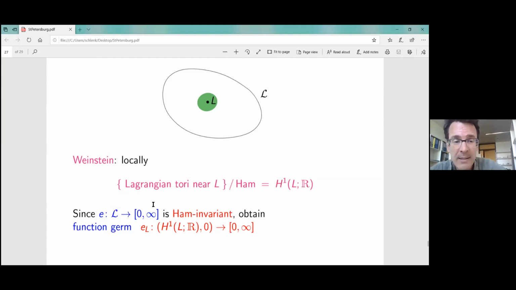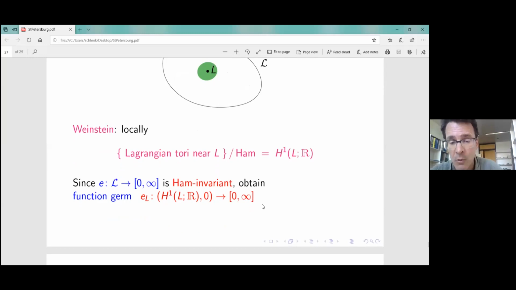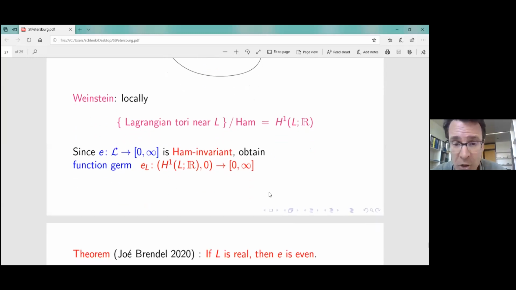Because it's a Hamiltonian, even symplectic invariant, it descends to this quotient and therefore gives a map on H1, at least on a neighborhood of the 0 point in H1. For tori, it's just R^n, right? And it may be infinite. At 0, it's infinite in the monotone case oftentimes. But it's a function.